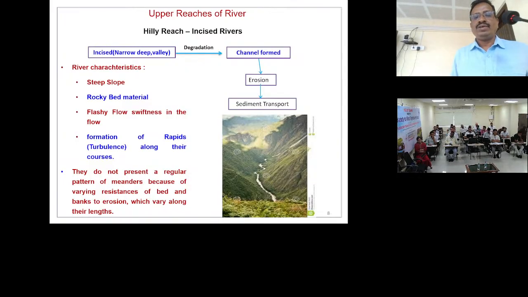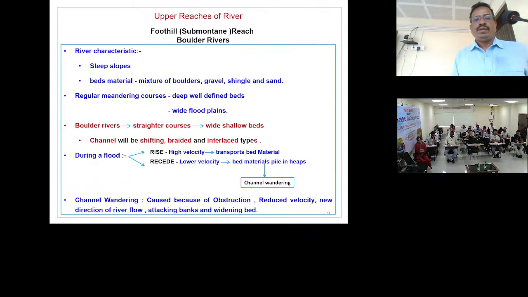These are the rocky strata rivers, and here the slope is very high, the bed is rocky, and swiftness in the flow is there, so it will meander. One day it will be there, and the next day it will not be there. Like that, the profile is in these rocky rivers.